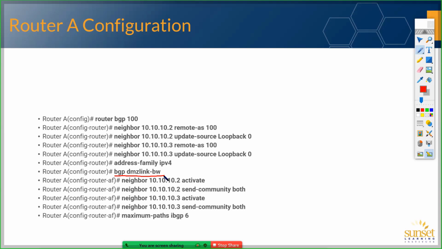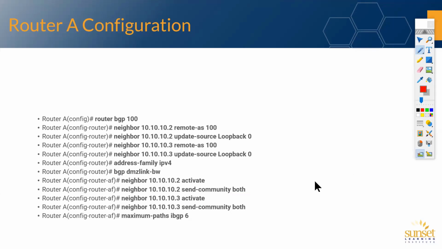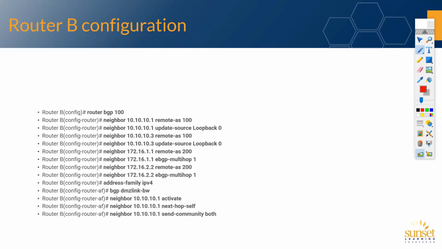Okay. And now notice that they've gone through for both of their neighbors, and they're doing a send community. The send community both is the default. It's both standard and extended BGP community strings. And then notice they've also activated their neighbors as well for IPv4 address family to advertise those IPv4 routes out.